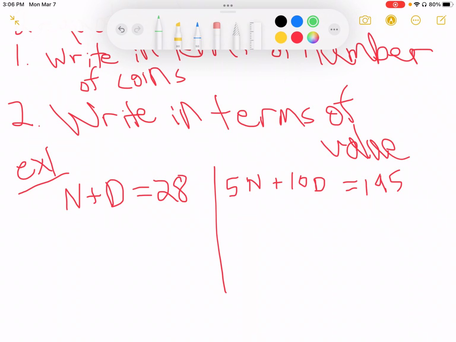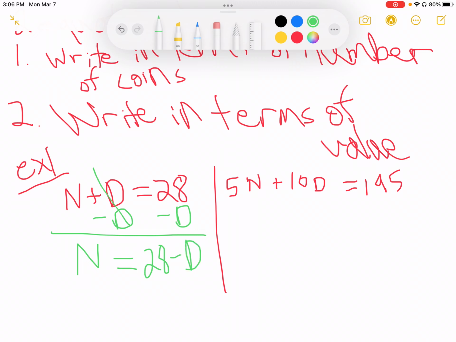So what I can do is isolate one of these terms. I'm going to choose to isolate my nickels. I'm going to subtract d from this side and d from that side. Then I'll have n, because my dimes cancel, equals 28 minus d. Now you can see the power of this. I don't need to know how many dimes I have. I just represent it with a formula, and then I can write my new equation, which is in terms of nickels. I could have done it for dimes if I wanted to. Maybe that'd be a good exercise at the end of this.